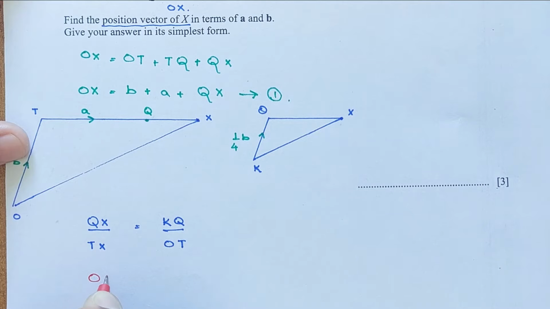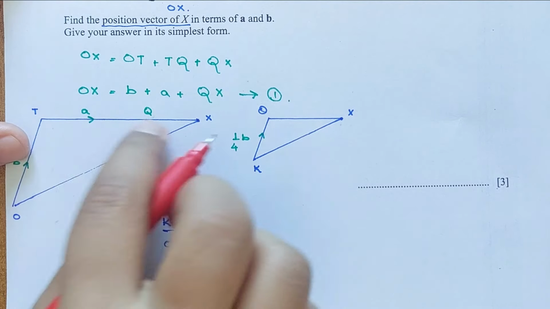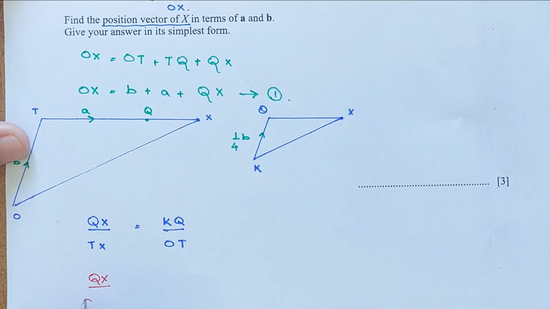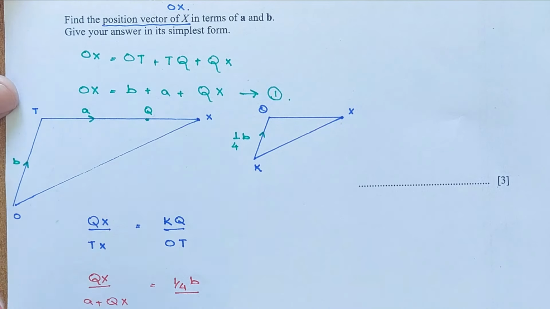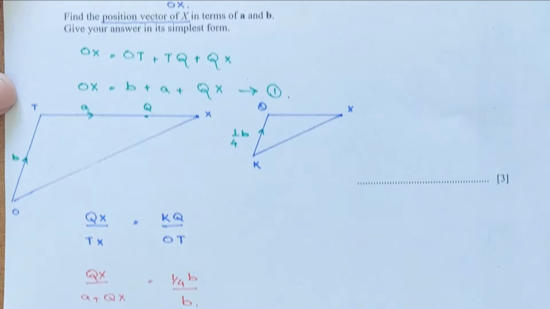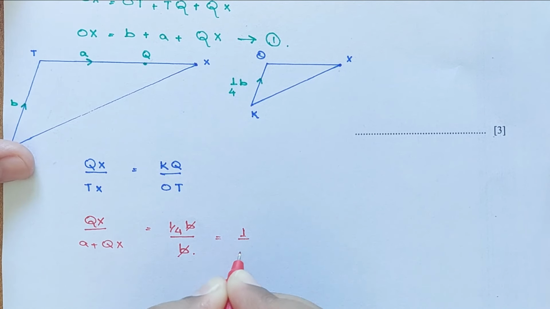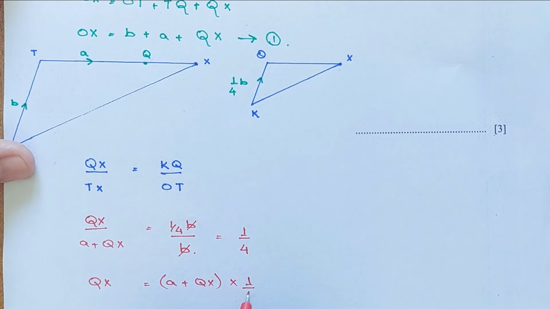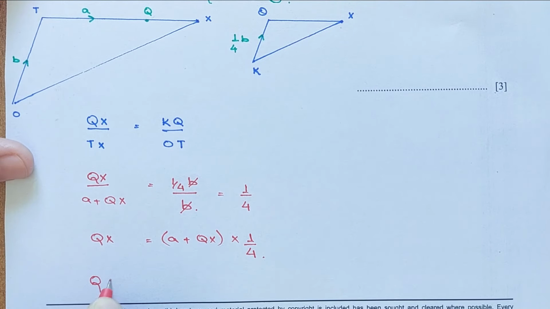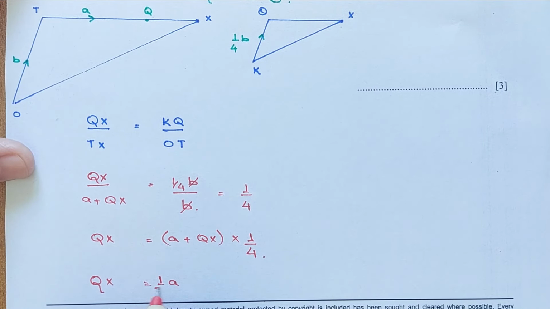QX we don't know, so keep it as it is, over QT, which is basically A plus QX. And this is going to be 1 by 4 of B over, this is just B. OT is B, right? So B is cancelled with B. This is just 1 by 4. Do the cross multiplication: QX equals 1 by 4 of A plus QX. So QX is equal to 1 by 4 of A plus 1 by 4 of QX.